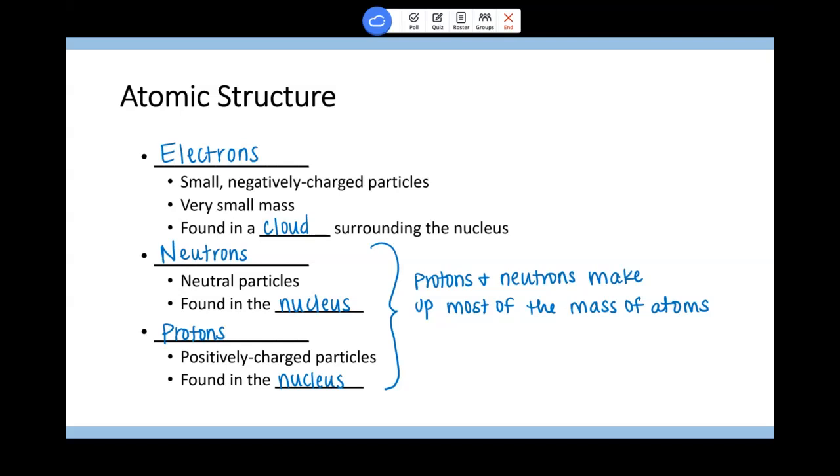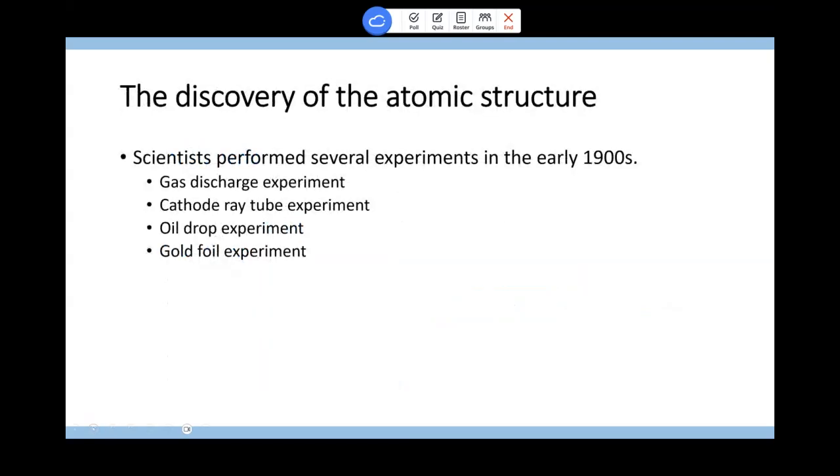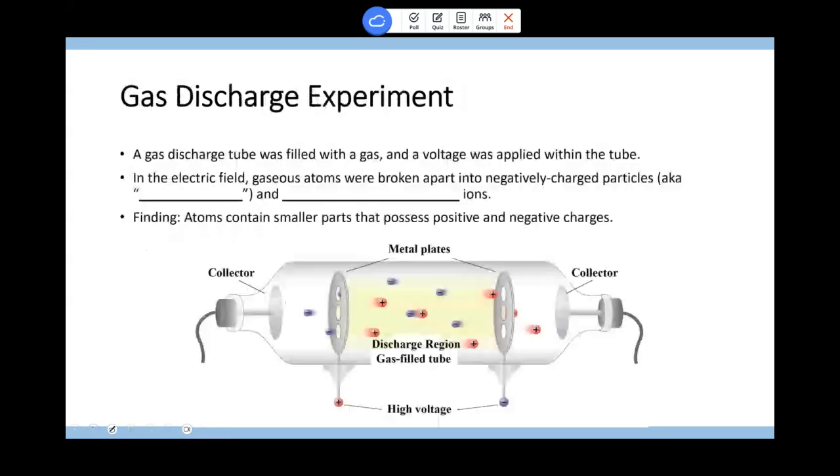So we know all of this about atoms, but we didn't always know about it. So the next few slides, we talk about a few different experiments which led to knowing and understanding this information. So in the early 1900s, we have these 4 experiments that we'll talk about. First is the gas discharge experiment.